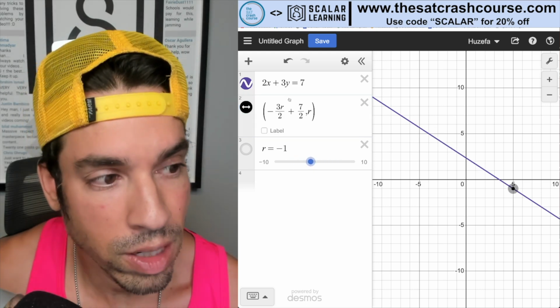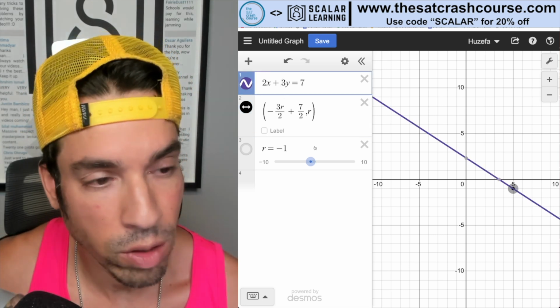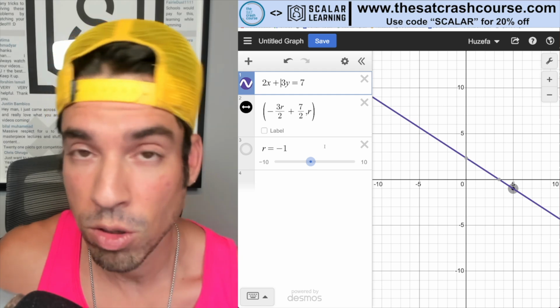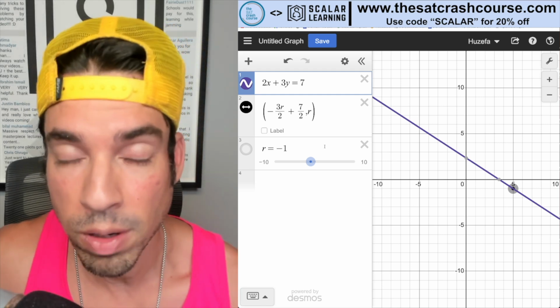So what you could have done as well is gone straight to Desmos and run through each option. But this is another case where I actually feel like doing it by hand might have been a little bit faster. So there you go, two ways to do it, boom, done.